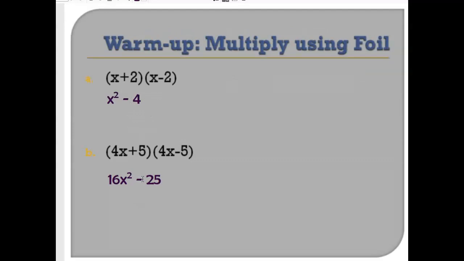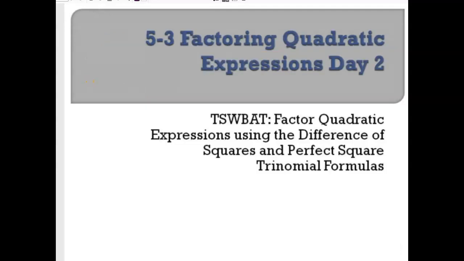So difference means subtracting, and squares are perfect squares. So our perfect squares are 1, 4, 9, 16, 25, 36, etc. And in terms of variables, that's x squared, x to the 4th, x to the 6th, and so on.